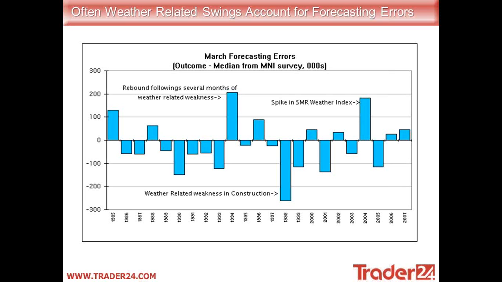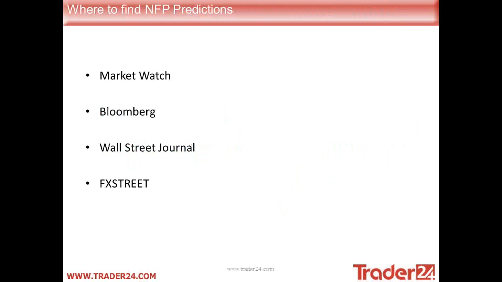So you can see just below 200,000, you've got a forecast here, 98, weather-related weakness in construction. On top of that, you've got just under 200,000, spike in SMR weather index. And just above the 200,000 mark, you have rebound following several months of weather-related weakness. So it just shows you that certain external factors can affect predicting or forecasting of non-farm payroll estimates.